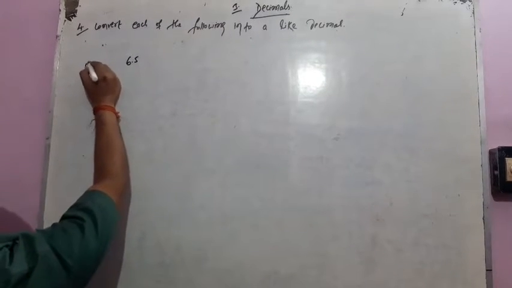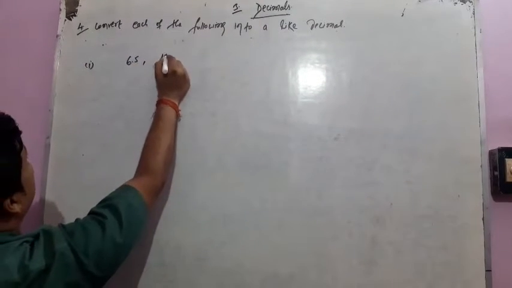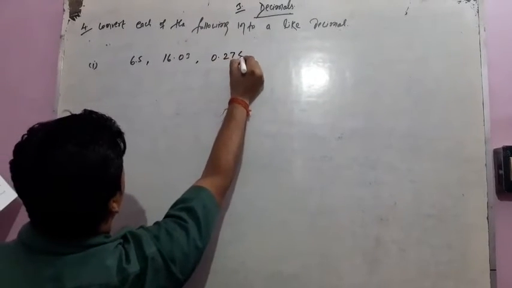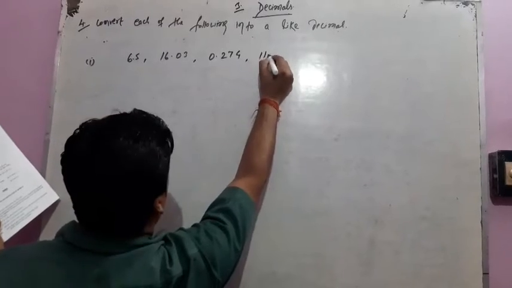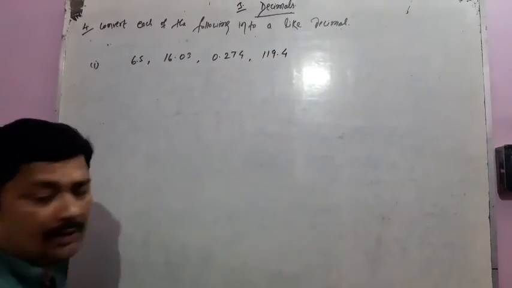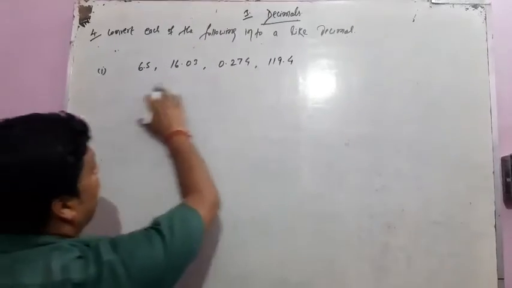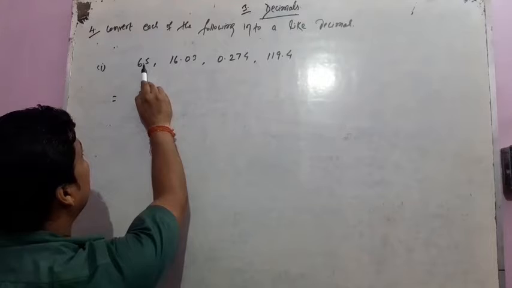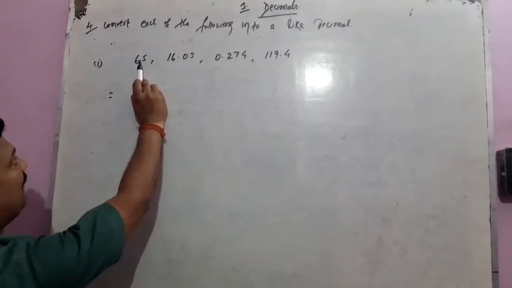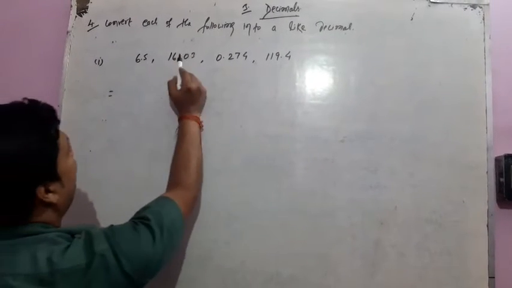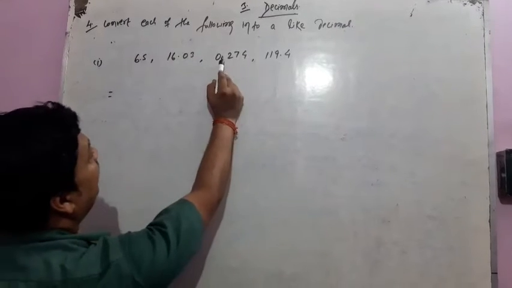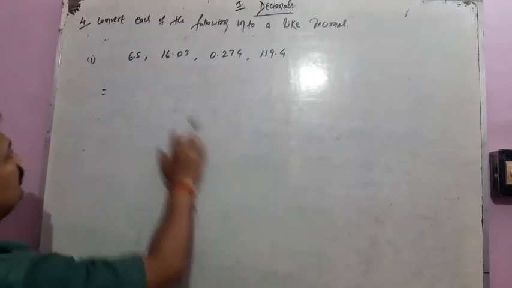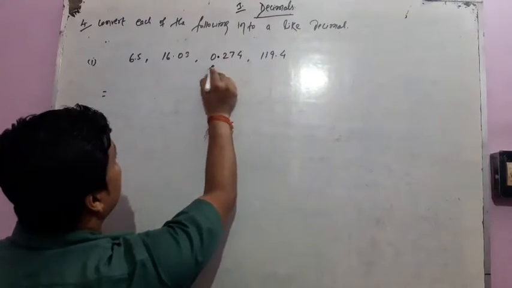6.5, the first question is here. 16.03, 0.274, 119.4. Now, whenever we have to convert any given set of numbers into like decimals, first we have to look here, after decimal, what are the maximum number of digits? Here after decimal, the number of digits is 1. Here after decimal, the number of digits is 2. Here after decimal, the number of digits is 3. Here after decimal, the number of digits is 1. So the maximum number of digits after decimal is 3.